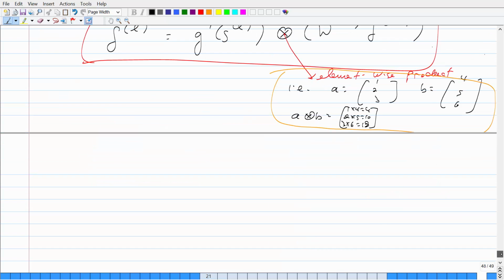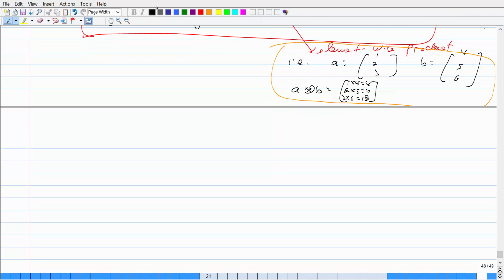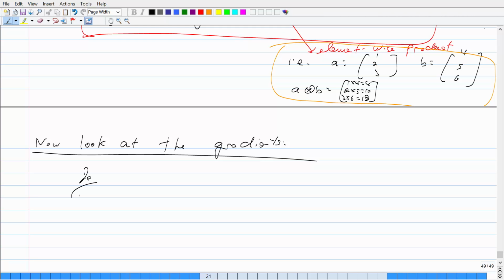Okay? All right. I've got a few more minutes and then we'll end it. I just want to write down some final observations and then we'll call it quits. Now look at the gradients. If you remember, this is equal to the sensitivity. And these products are commutative, so I can switch these and they'll give you the same thing.